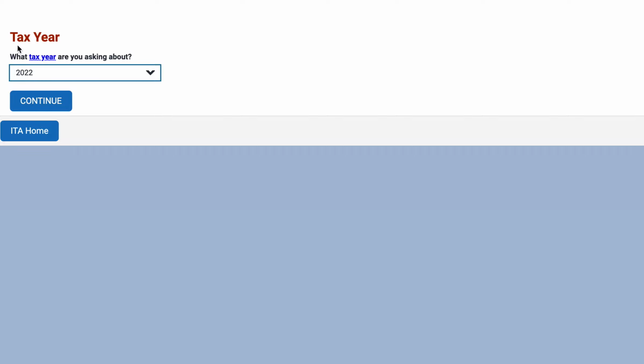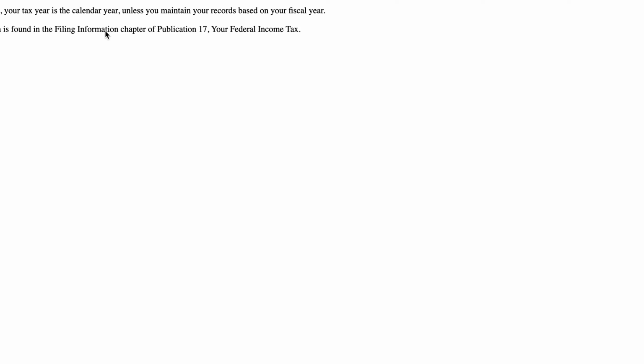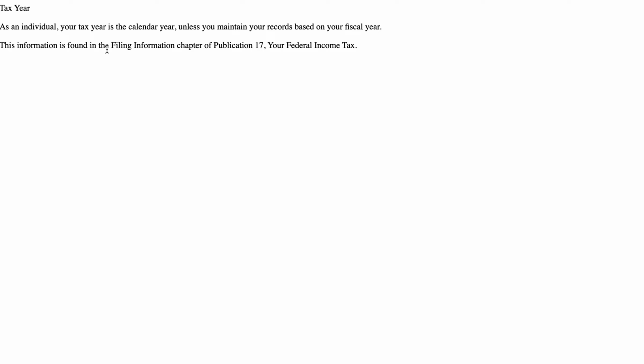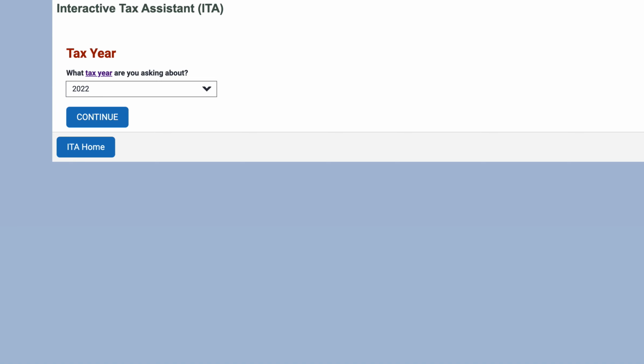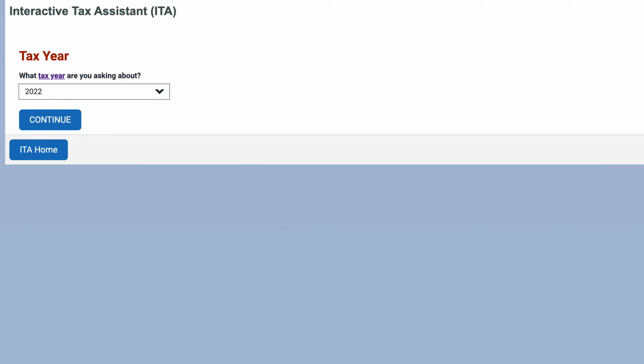And as I like to tell people, anything that's in blue is fair game for you to click on, which will open a different page so you can learn more about that topic. So for individual taxpayers, as an example, your tax year is considered to be a calendar year unless you maintain records based on a fiscal year. So January 1st through December 31st of a given year, that's your tax year for most individuals.